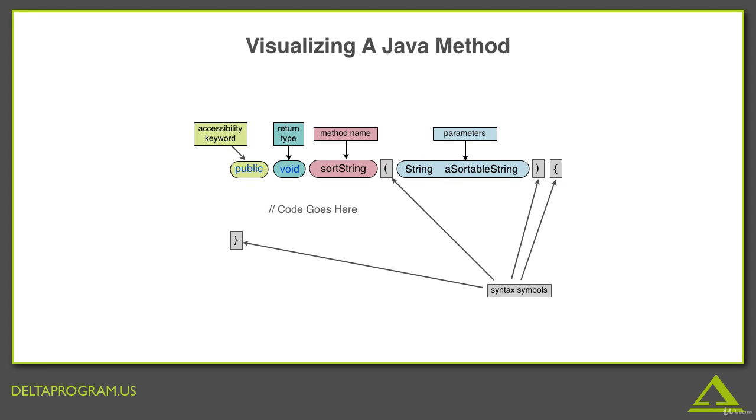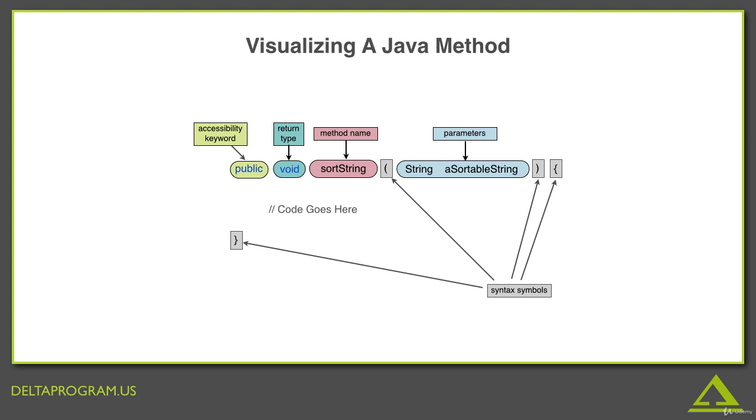Notice that there are 5 components to a Java method signature. The first component is the accessibility keyword. There are several different kinds, which we will cover later, but this basically defines what has access to this method. The second component is the return type. This defines what type of data the method must return. In this example, void means it doesn't have to return anything. Third, and most important, is the method name. If you want to reference this method anywhere else in your code, the method name defined here in the signature is what you have to call it.